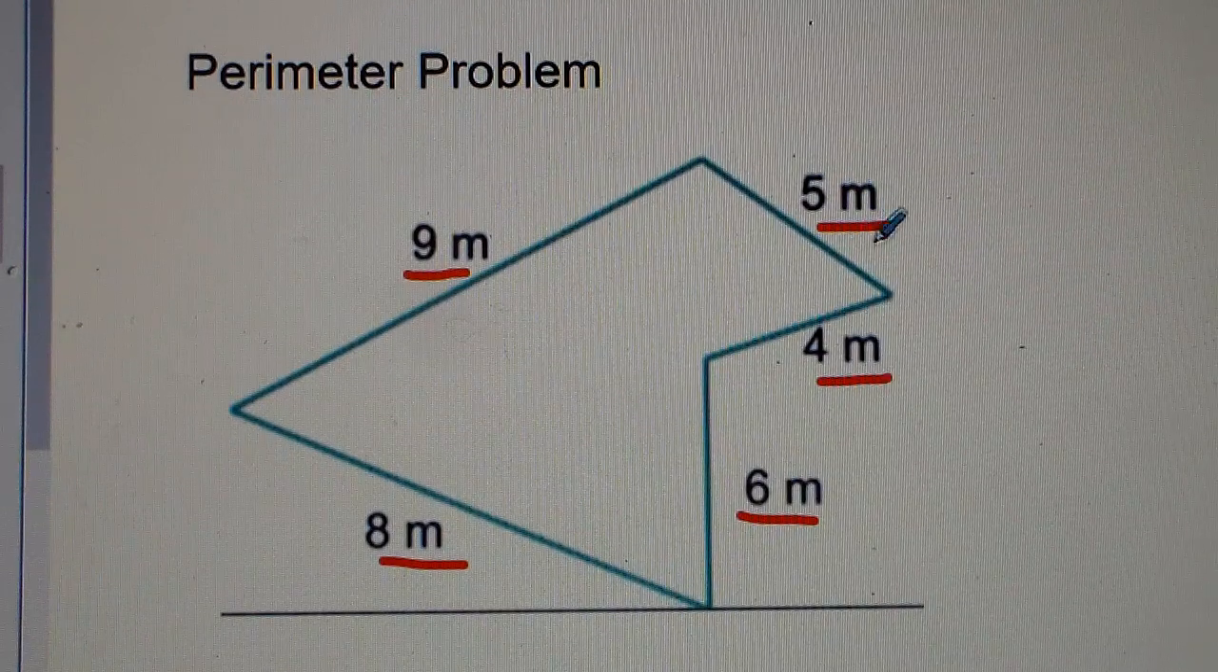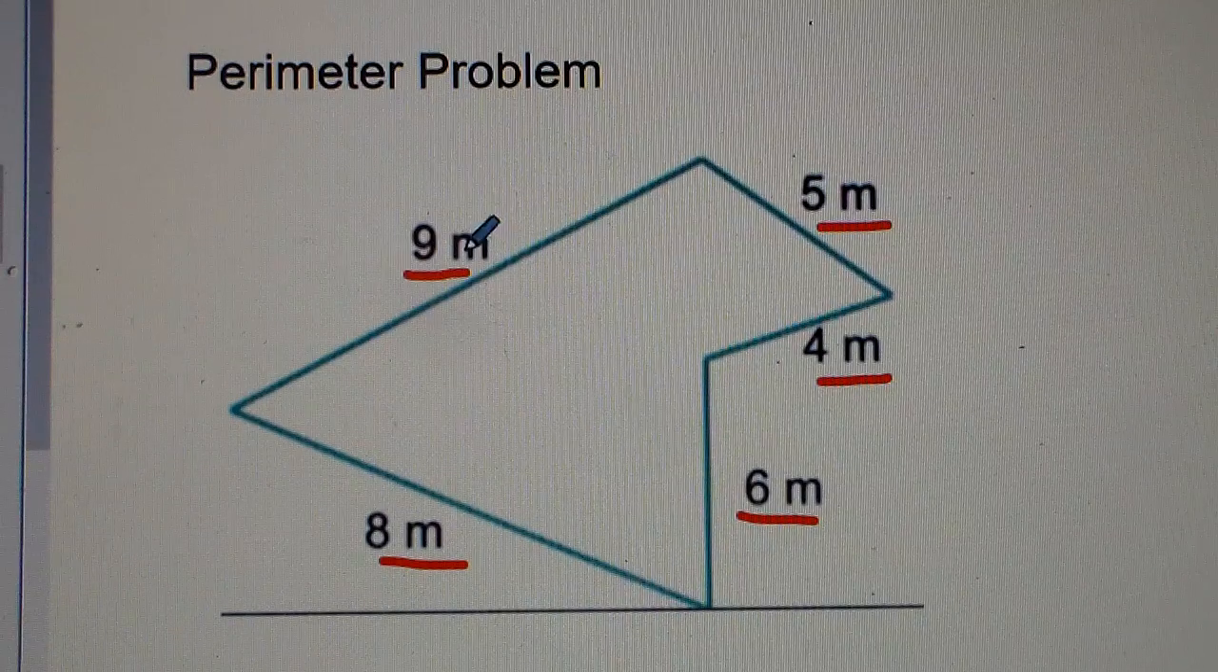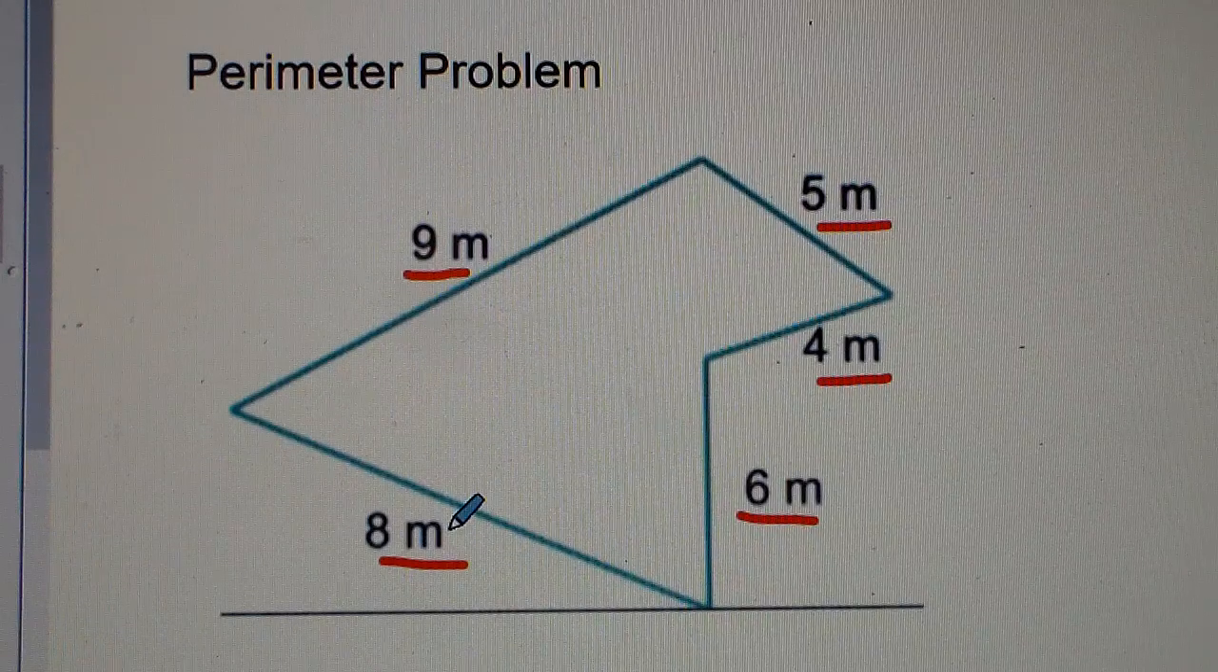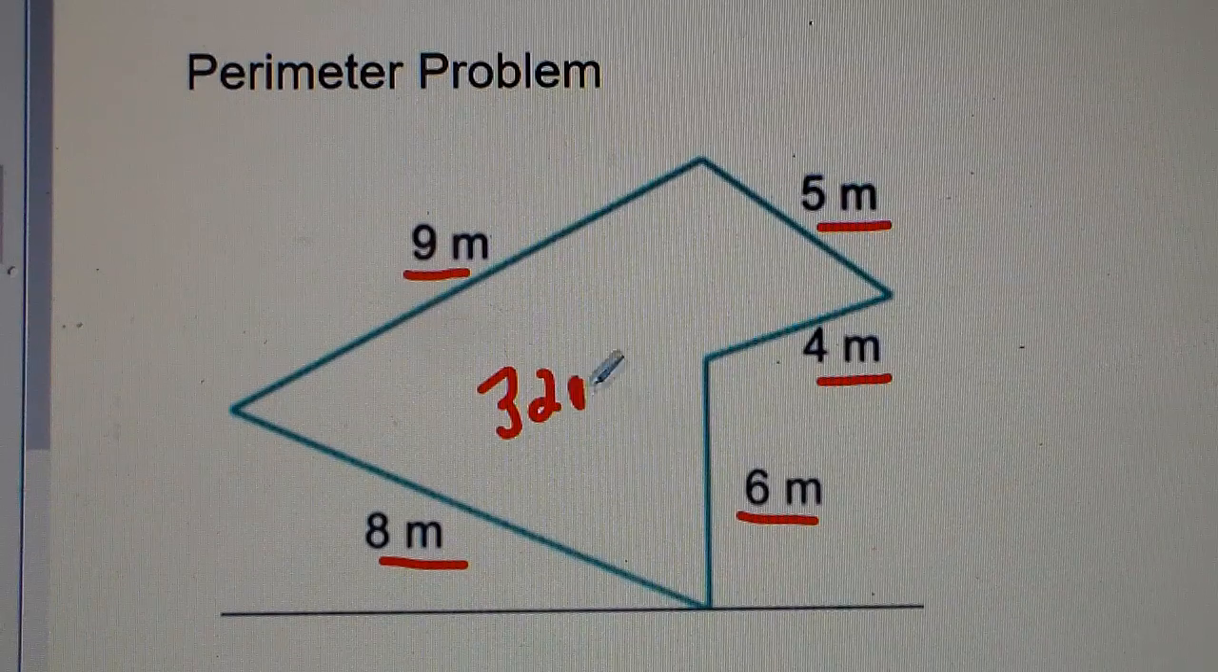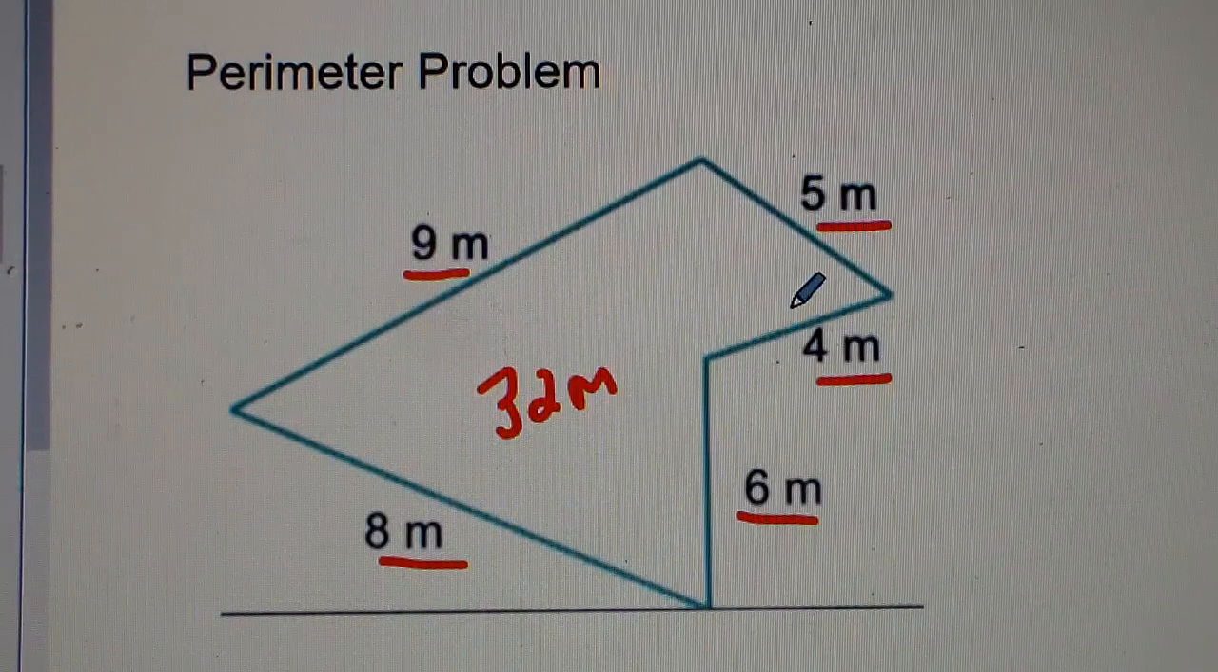So right here along, 5 plus 4 plus 6 is 15. 15 plus 9 gets you 24. And 24 plus 8 gets you 32. So the perimeter is 32 meters.